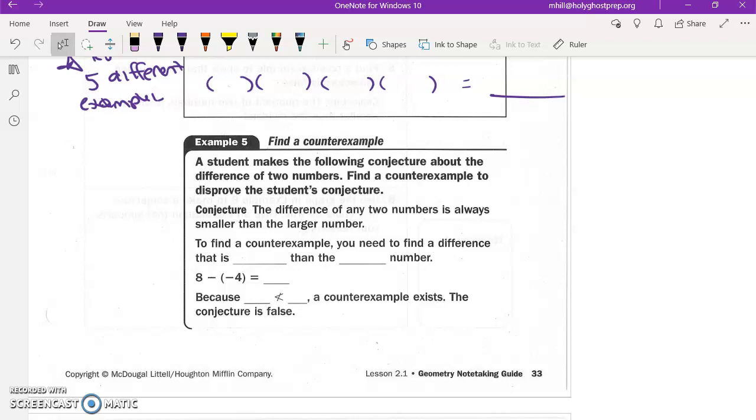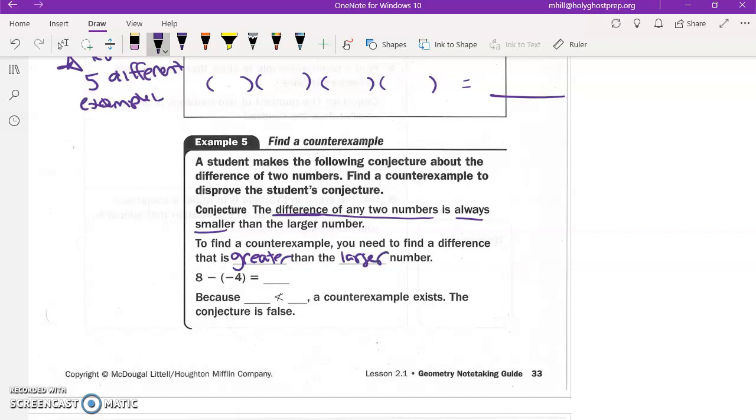So we need to find a difference. We still have to do what they're doing. Difference of 2 numbers that when you get your answer, they said smaller. He said always smaller. It is very tricky not to use the word always in math. So always smaller. So that is greater. We're trying to disprove, so greater than the larger number. And your book gave you one here.